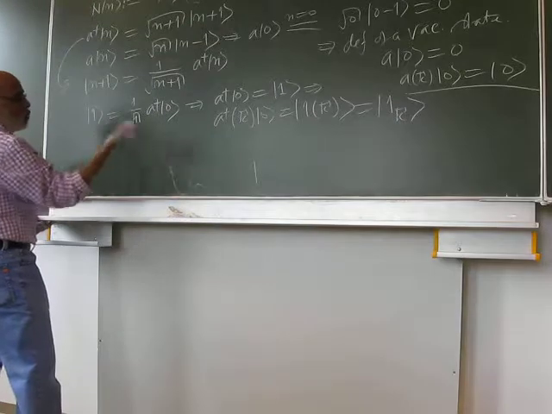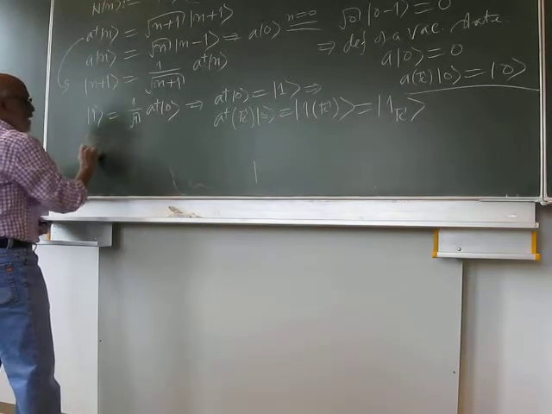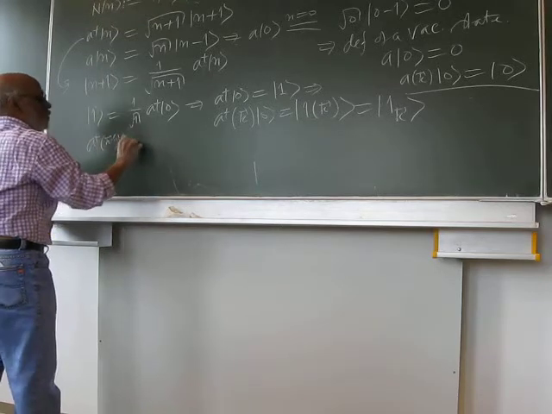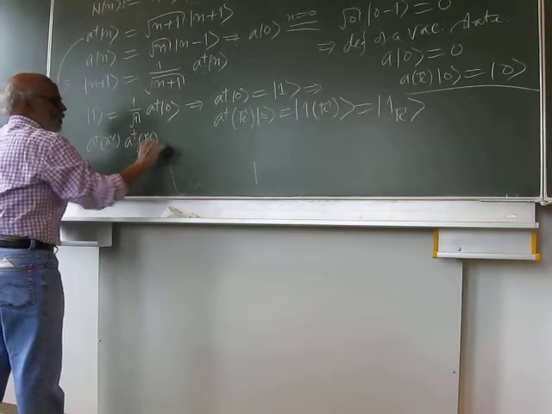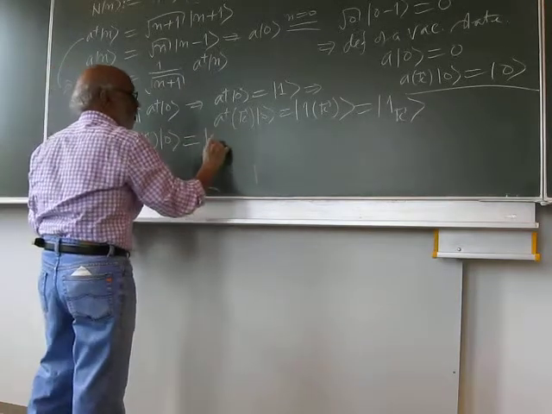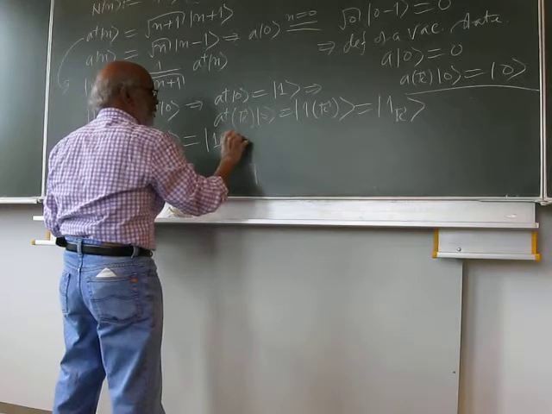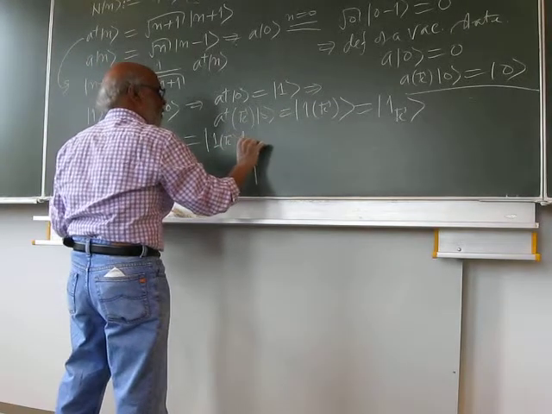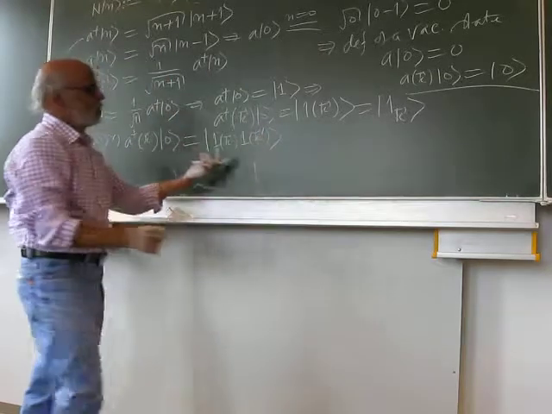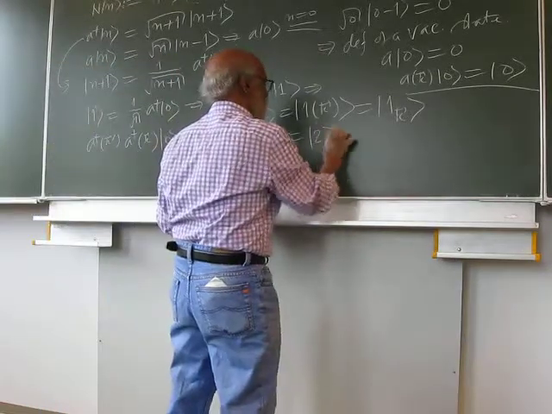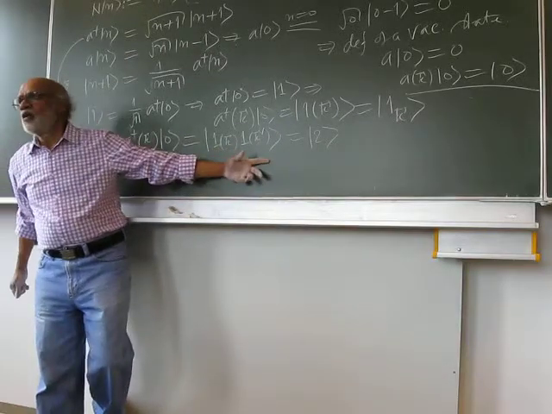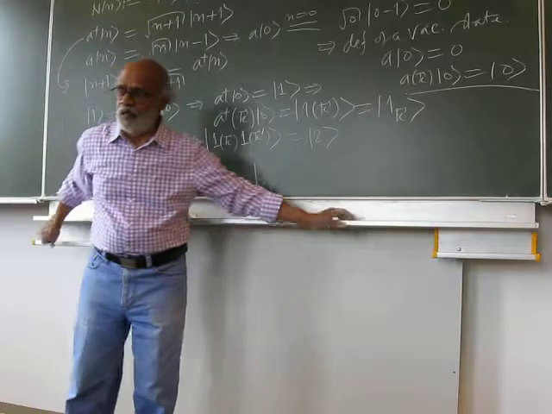If you want a two particle state, you apply another A dagger of K prime on 0, and you would have one particle of momentum K and one particle with momentum K prime. So this is the two particle state. These two particles have different momentum levels, K and K prime.